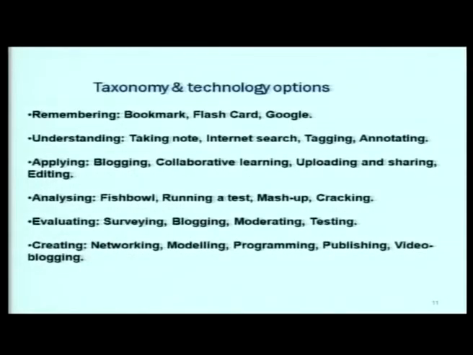What you see here is how the taxonomy of educational objectives would correspond to the technology options that are available to us. For instance, for remembering, one can use bookmarks, flashcards, and Googling to practice the objective of remembering. For understanding and comprehension, one can take online notes, do internet searching, tagging, and annotating. These are all online or computerized activities that one can do in digital learning.